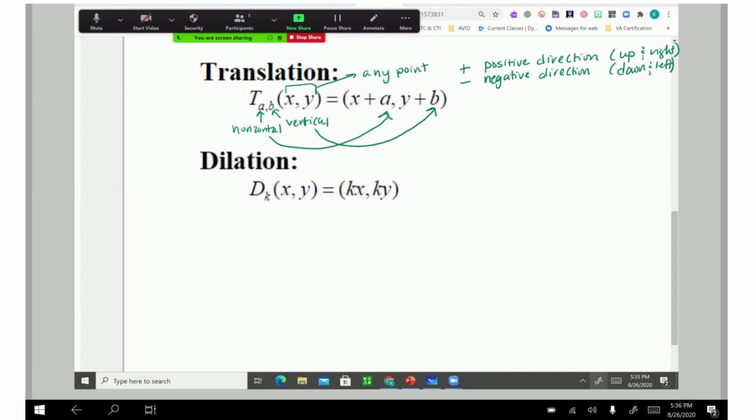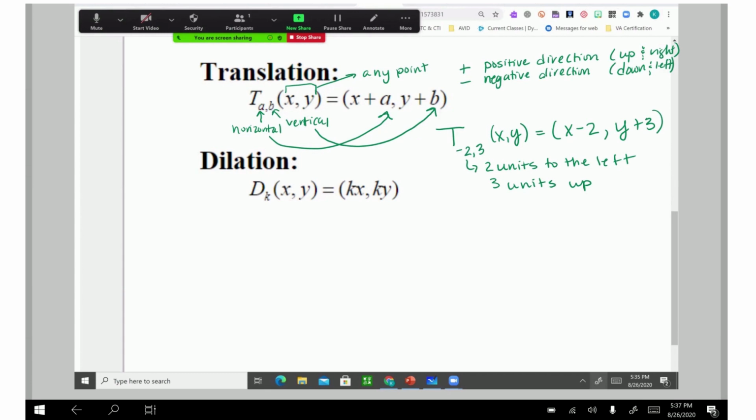Okay, so this is the function rule. My rule that I'm going to make is T(-2, 3)(x, y). Now, let me tell you what the -2 means. It means I'm moving my picture 2 units to the left and 3 units up. That's what it means. So this is going to be my function rule.